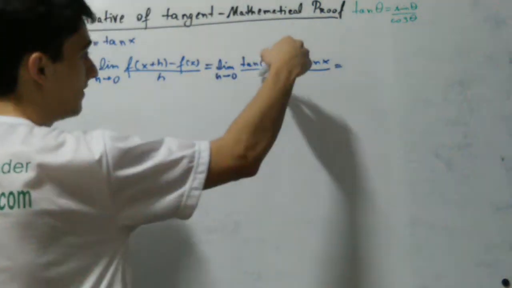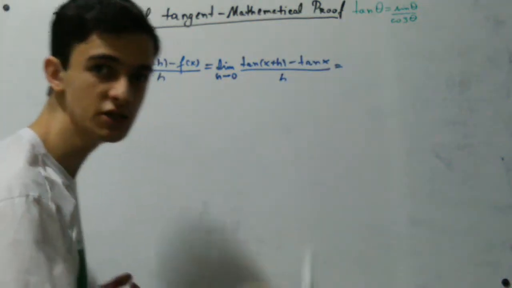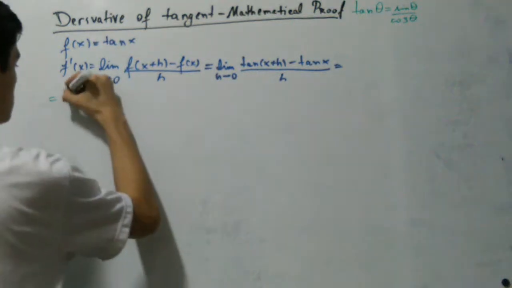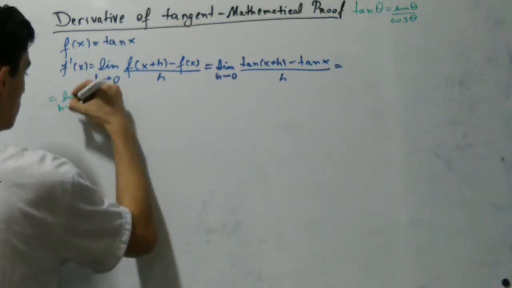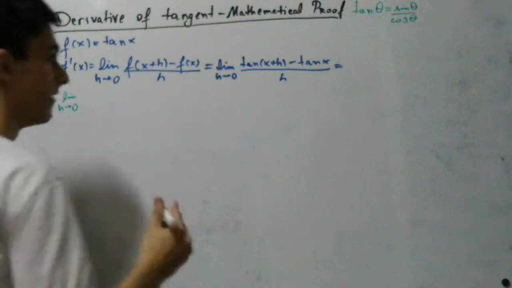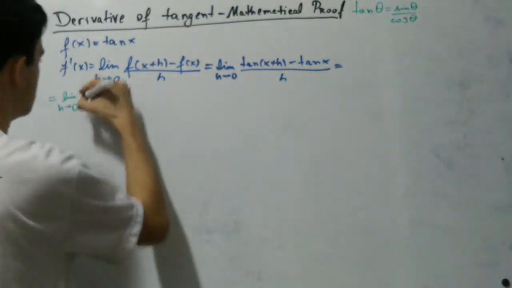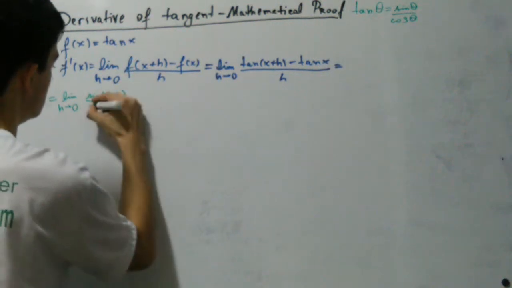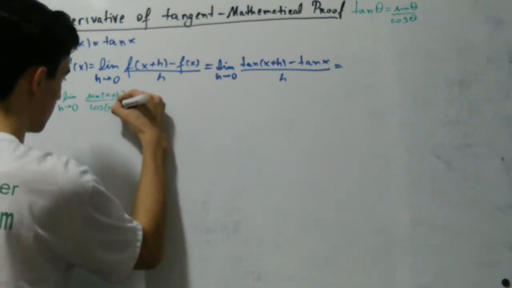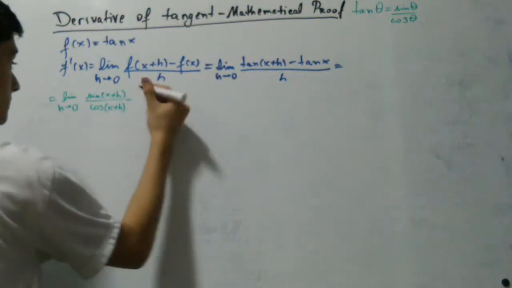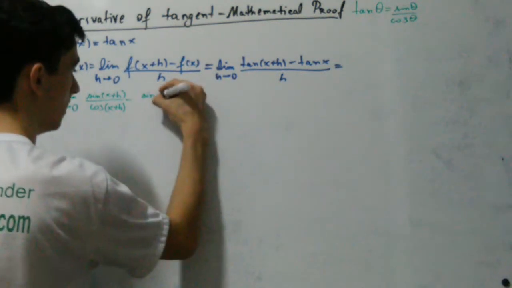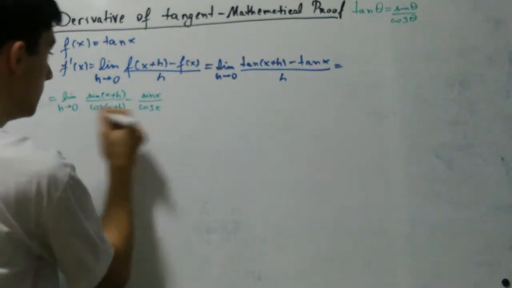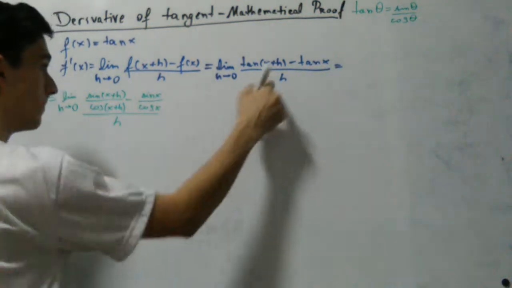So the tangent of x plus h is the sine of x plus h divided by the cosine of x plus h. So this is going to be equal to the limit when h approaches 0 of the sine of x plus h divided by the cosine of x plus h minus the sine of x divided by the cosine of x. And all of this is divided by h.